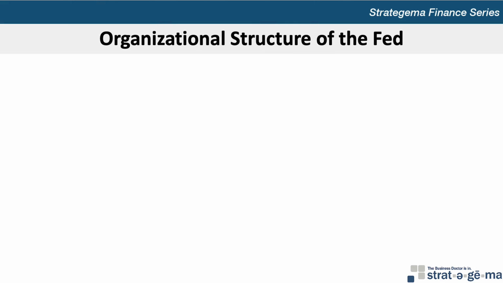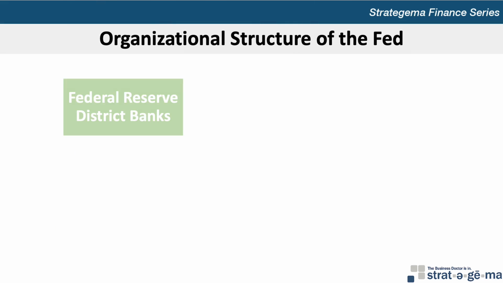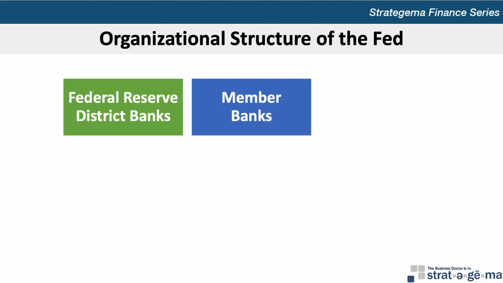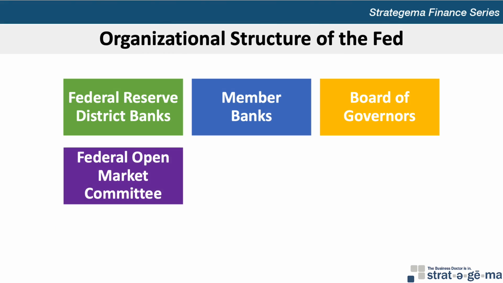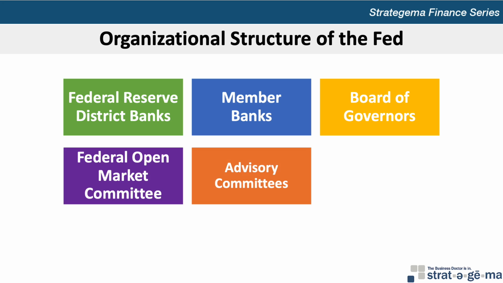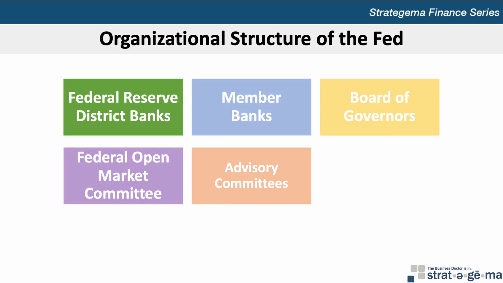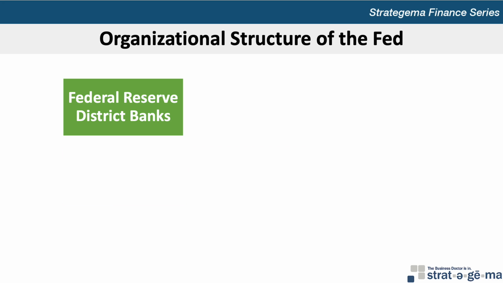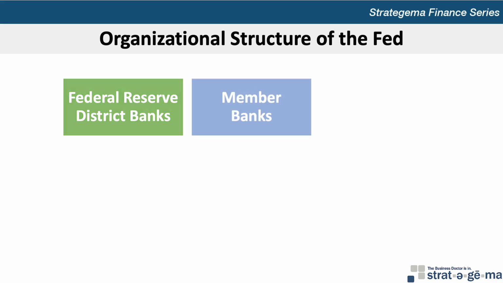The Fed, as it exists today, has 5 major components: the Federal Reserve District Banks, member banks, the Board of Governors, Federal Open Market Committee or FOMC, and advisory committees. Fed district banks facilitate operations within the banking system by clearing checks, replacing old currency, and providing loans to depository institutions that are in need of funds. Commercial banks can elect to become member banks if they meet certain requirements. All national banks chartered by the comptroller of the currency are required to be members of the Fed, but other banks chartered by their respective states are not.